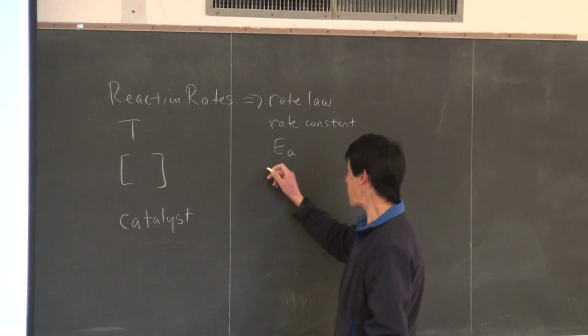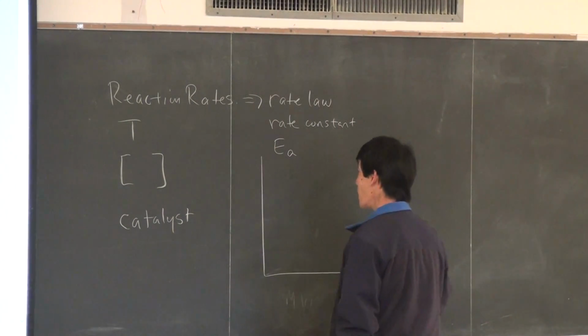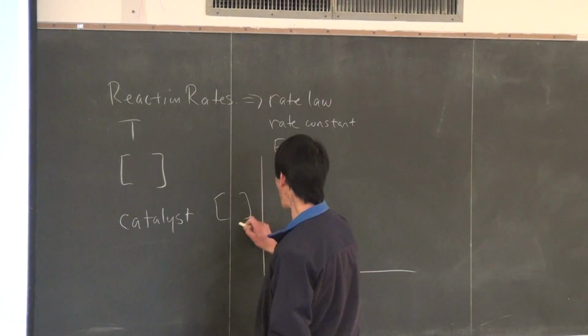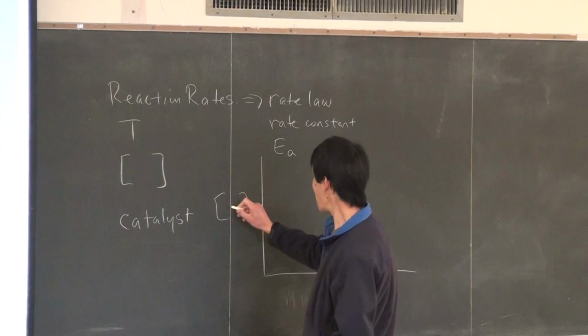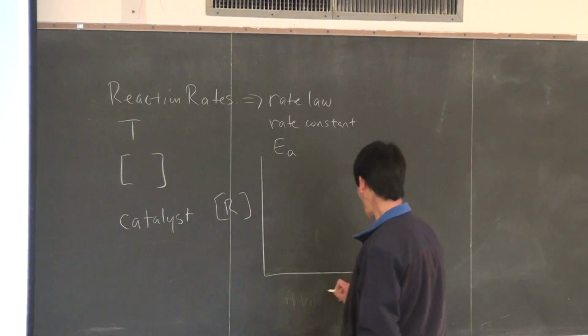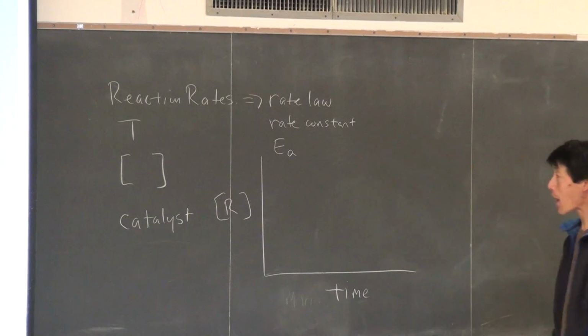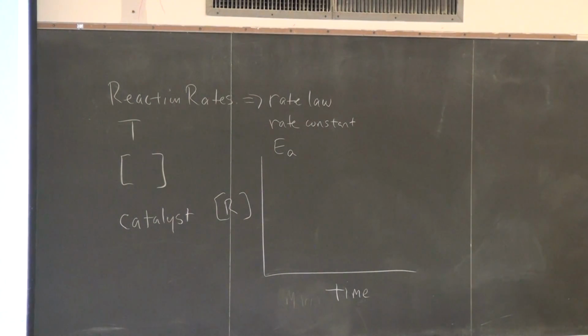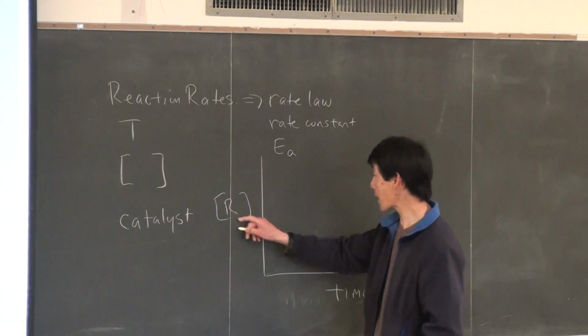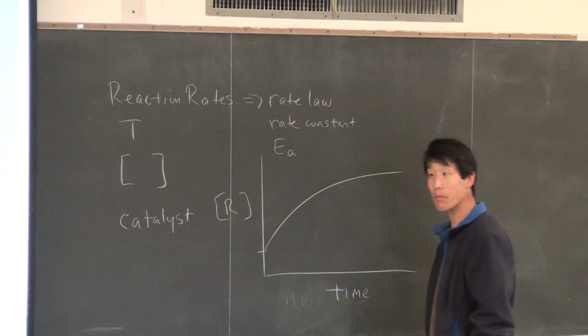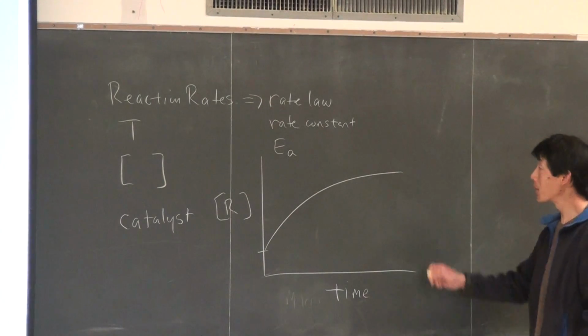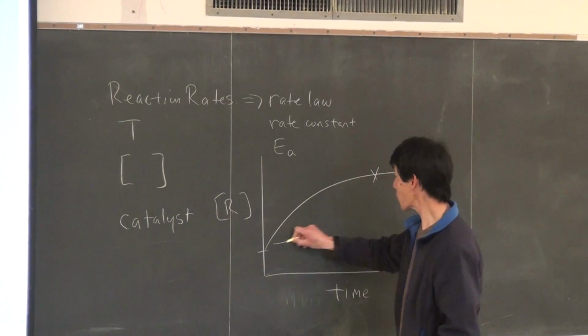So, for example, if we were to plot concentration on the y-axis, we'll call this concentration of reactants versus time. As the reaction occurs, what does this graph look like? Does it look like, so again, these are reactants, does it look like this? No. Does it look like this?